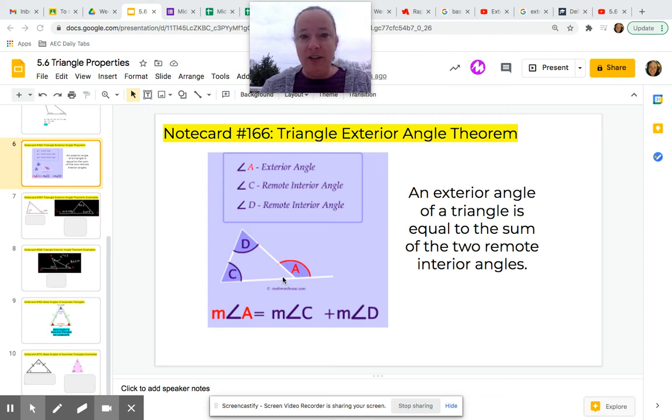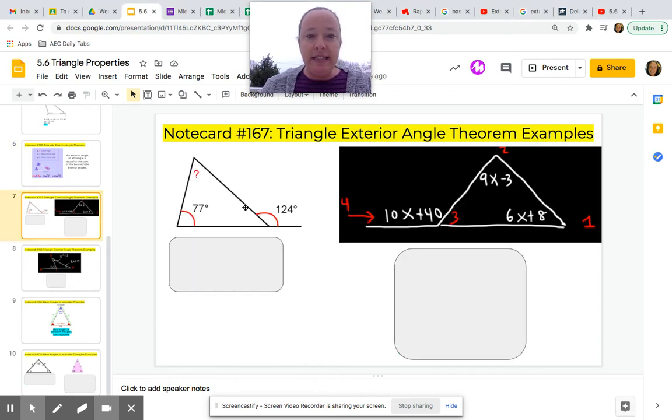If you were right here by your TV, you could use the buttons on the side, which you guys may not ever have done, but you could. So anyway, the exterior angle of a triangle is equal to the sum of the two remote interior angles. All right, note card 167. This is triangle exterior angle theorem examples.